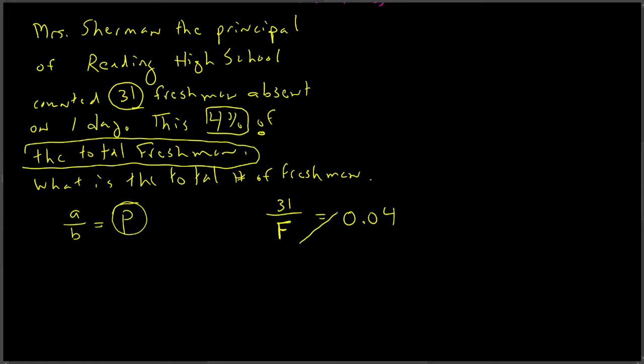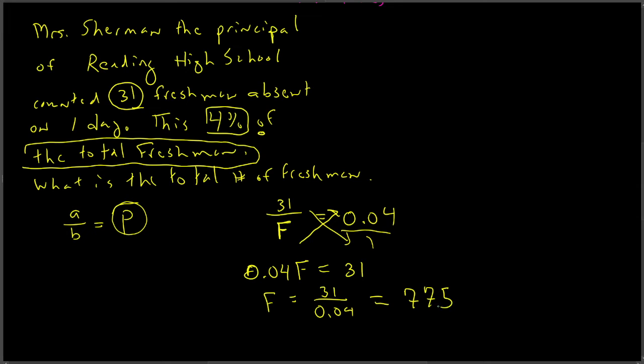Now I'm going to cross multiply. So 0.04 times freshmen equals 31, because that's all over 1. And now I'll divide both sides by 0.04. And my calculator tells me that this is 775. So there are 775. Again, I want to state my answer: 775 freshmen at Reading High School.